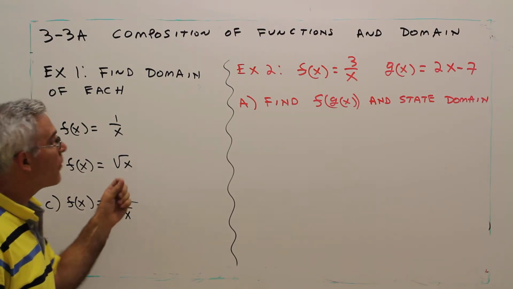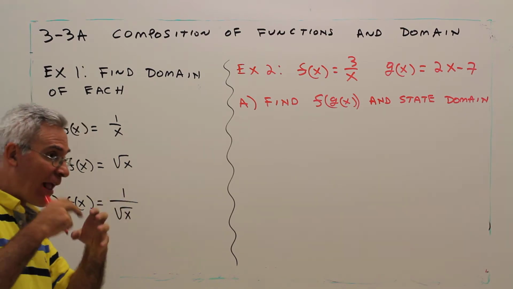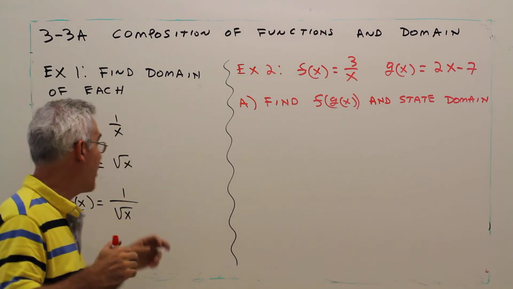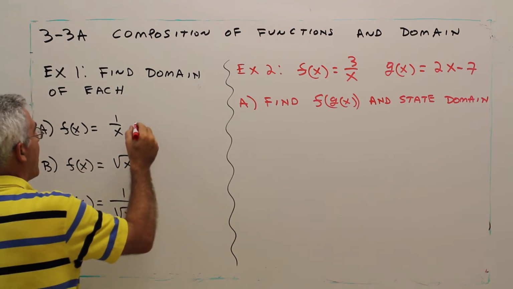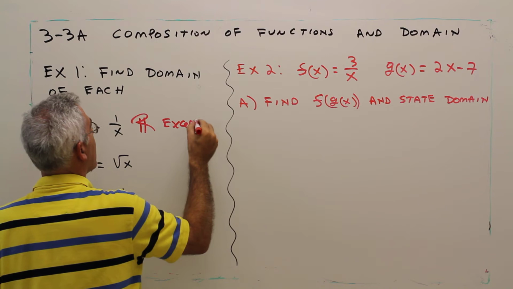So remember, you cannot divide by 0. It's not that x can't be 0, but the denominator can't be 0. So this could be any real number except 0.